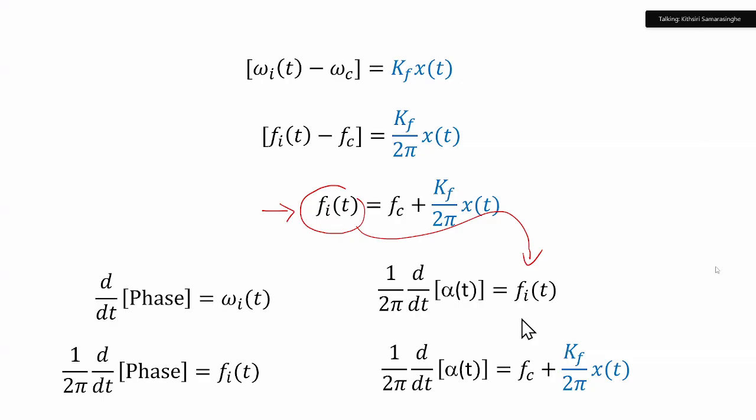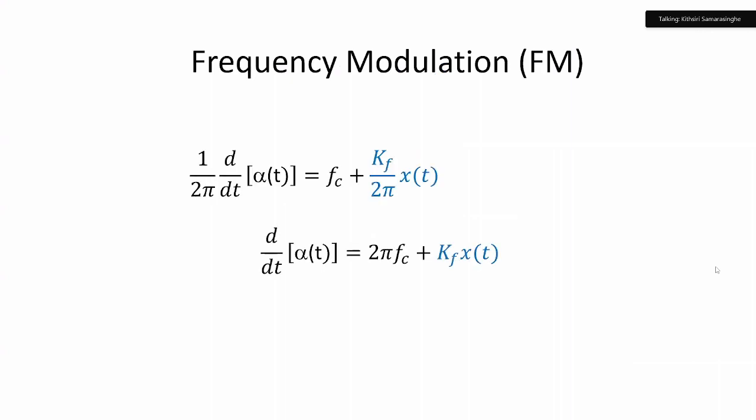Okay, so let us integrate this because we are trying to get at α(t). If we get α(t), we will be able to write the overall equation of the FM signal. So multiply by 2π and integrate. α(t) becomes 2πf_c t plus k_f into the integral of x(t) with respect to time. Like this. So I will use tau in order to make the integral separate. With the limits 0 to t, you can integrate x(τ) dτ to find this term.